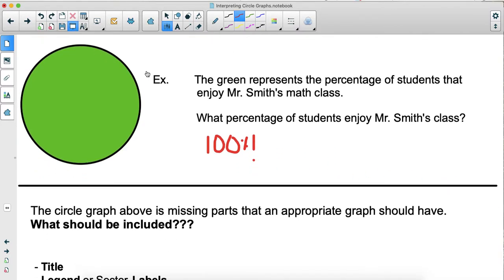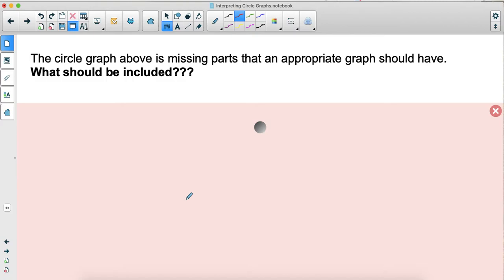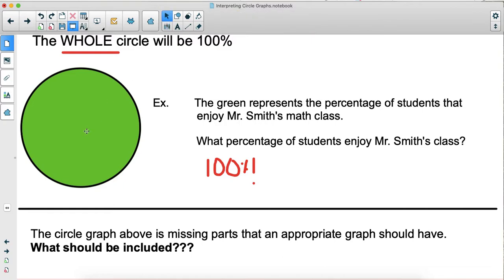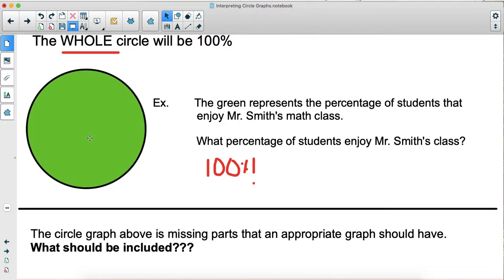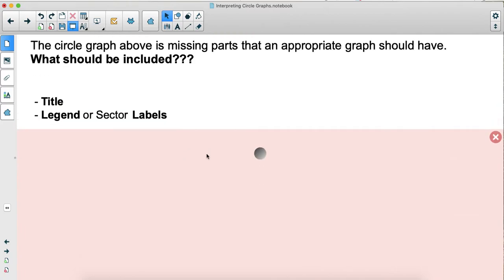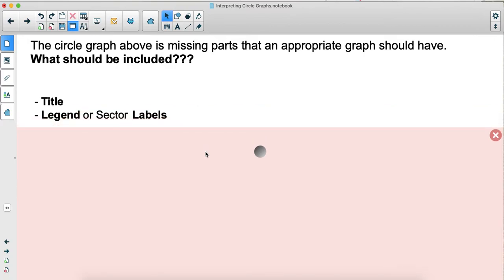So let me just bring this down here. It says the circle graph above is missing parts that an appropriate graph should have. So what should be included? So let's go back here. If you were just to look at the circle all by itself on a page, you'd be like, okay, we have a green circle. It doesn't really tell me much. What do we need to know? What information does a circle graph have? So pause the video, see if you can come up with some ideas of what you think needs to be on it to be able to give someone the data that they need to understand what you're showing them. Okay, so let's look. Title. Absolutely, you need a title, and then you also need a legend or sector labels.